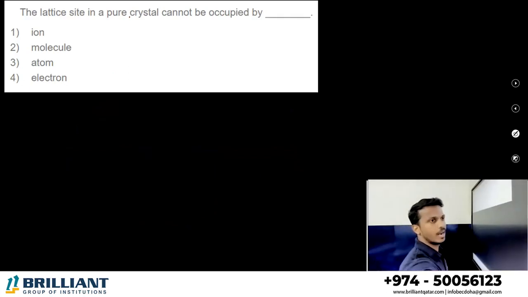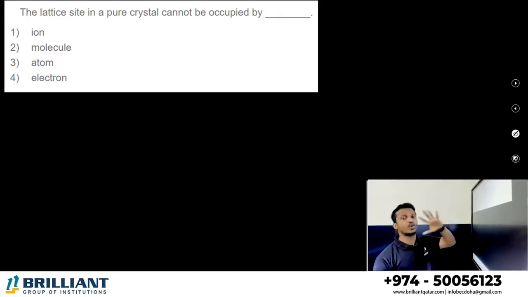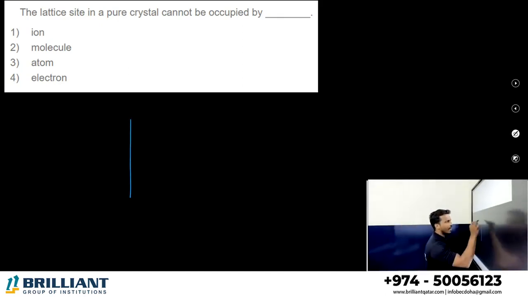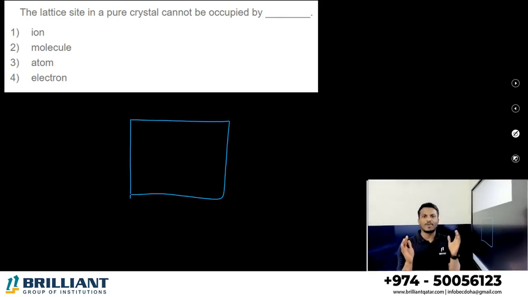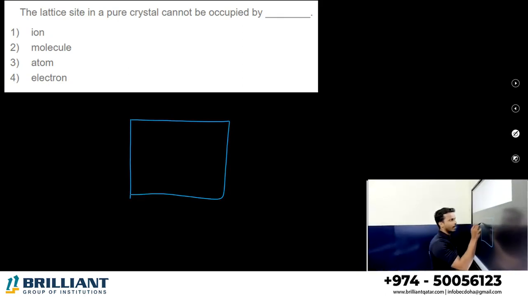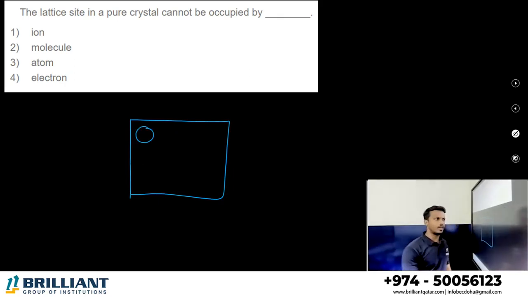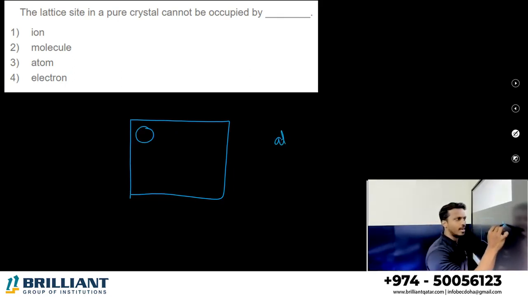Next question, dear all, let's go fast and discuss maximum questions. The lattice site in a pure crystal cannot be occupied by what? What is the meaning of lattice site? The site where constituent particles are occupying. What are the constituent particles? Constituent particles can be atoms, molecules, or ions.